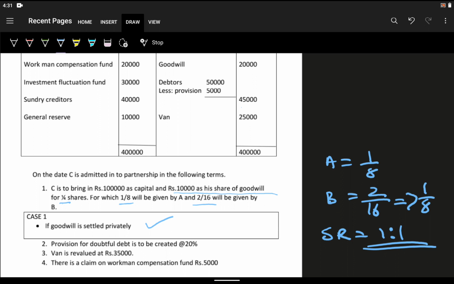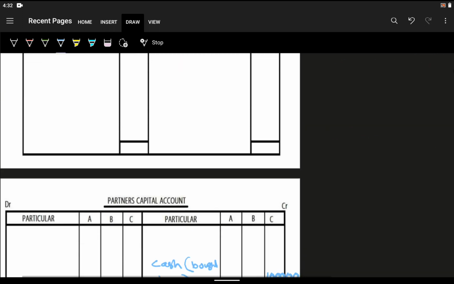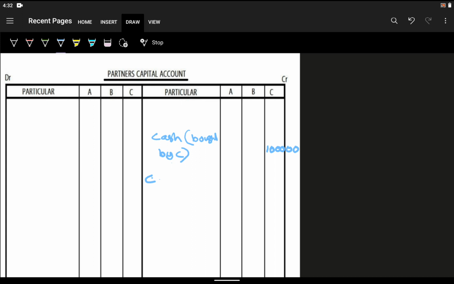Okay, so the sacrificing ratio is equal to 1:1. So this goodwill will be distributed in the sacrificing ratio, that is 1:1. That is for A 1 by 2, for B also 1 by 2. This is the sacrificing ratio. So this goodwill will be divided among all the partners in their sacrificing ratio. So 10,000 is the goodwill. How can we divide this goodwill? We will directly give it to all the partners in their sacrificing ratio. In bracket you can write goodwill, cash outside bracket. So 10,000, half means 5,000 for A, 5,000 for B.